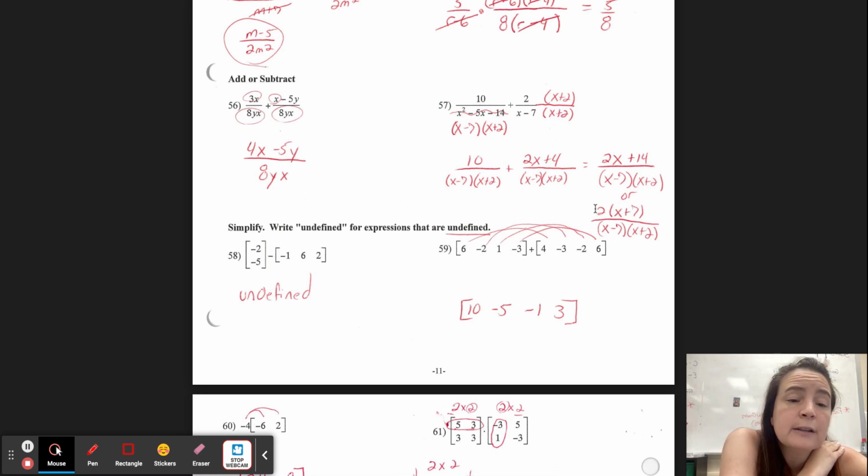Do not cancel this 2 with this 2. This is connected by addition. So I just left it like this. So technically, if you left it like this, since there was nothing else that could be factored, you could, but I left it like this to show that I knew that, hey, this was factorable, but I can't cancel it.